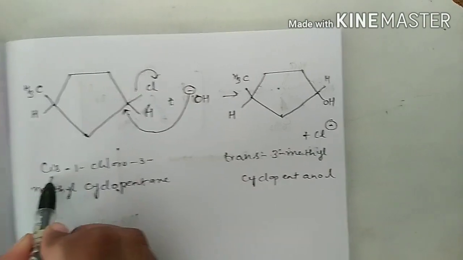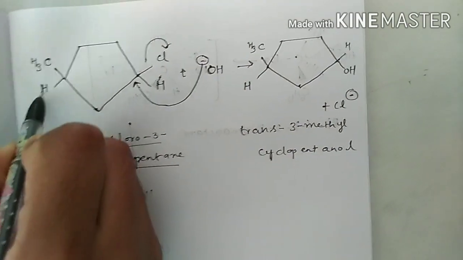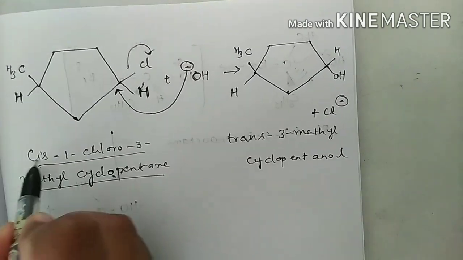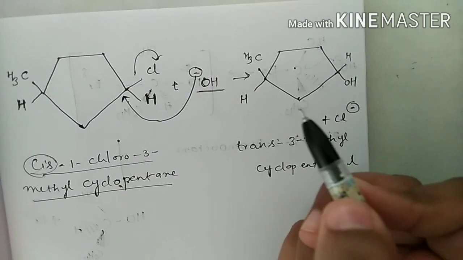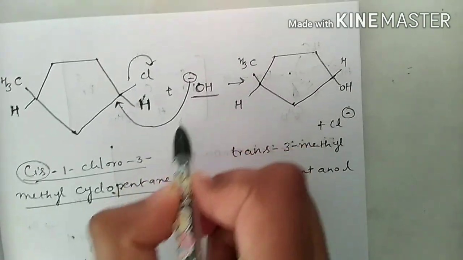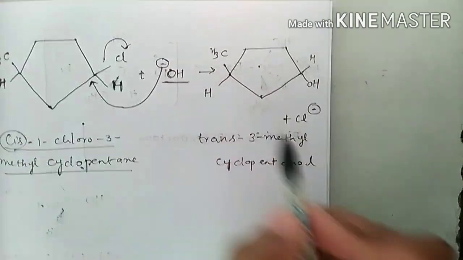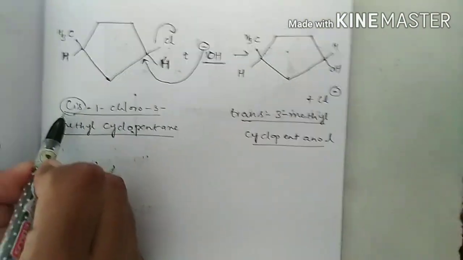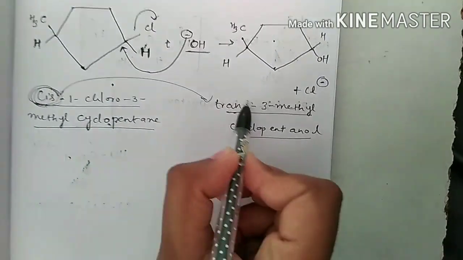Now let us take an example. Here we have cis 1-chloro-3-methyl cyclopentane. Since both the H's are on the same side, this is cis. Now if it reacts with the hydroxide ion, the hydroxide attacks the carbon from the back side with respect to the leaving group, that is the chlorine atom. And this results in trans 3-methyl cyclopentanol. So we can see that the cis form has changed into the trans form.